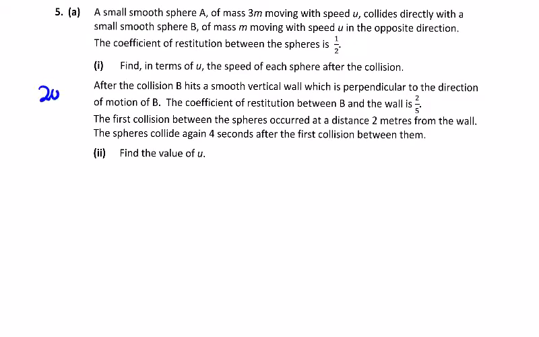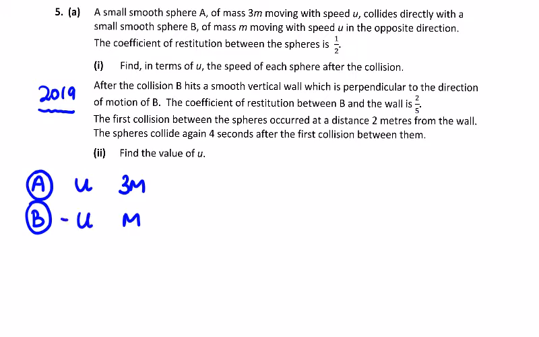This is the 2019 Impacts and Collisions, Question 5. A small smooth sphere, A, of mass 3m, moving with speed u, collides directly with a small smooth sphere, B, of mass m, moving with speed u in the opposite direction, so minus u. One's going this way, the other one is going this way.